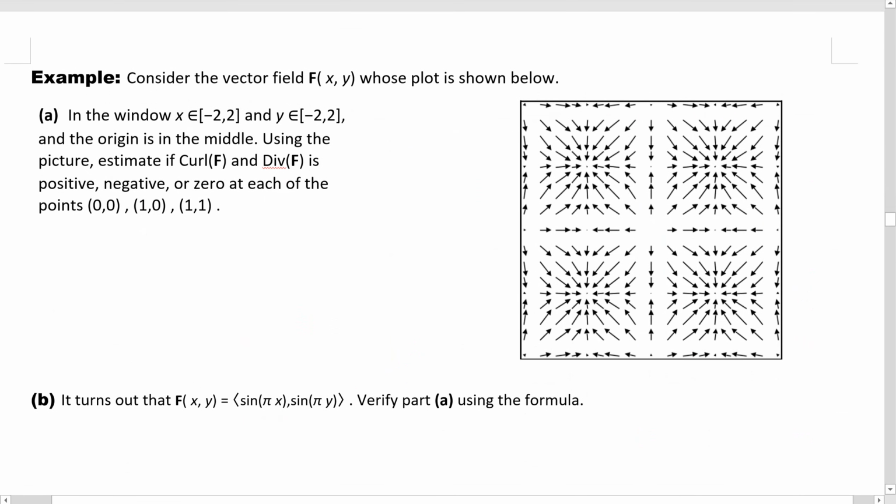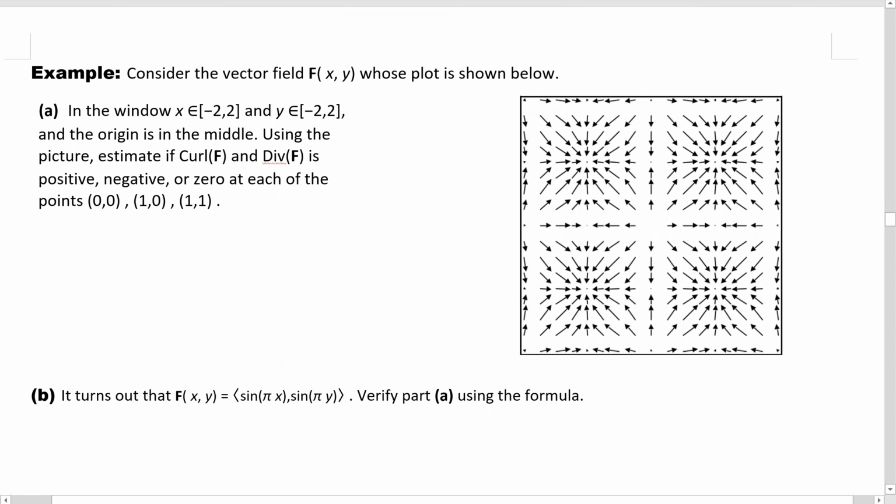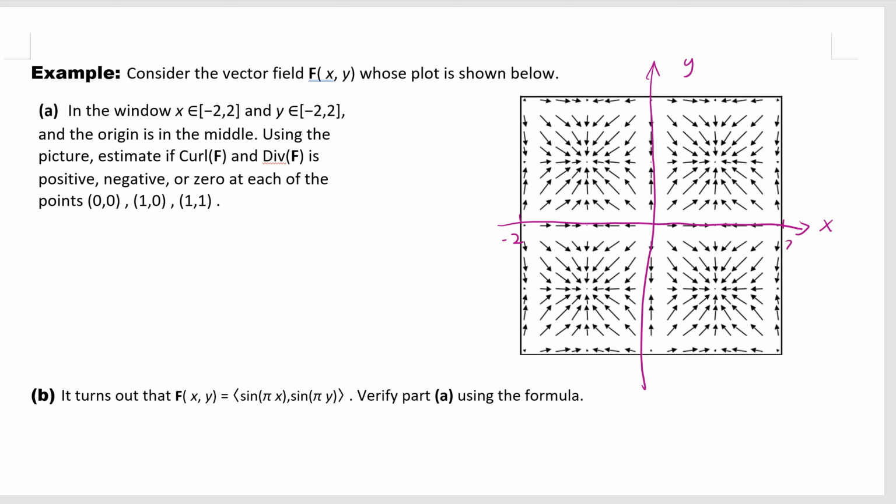Alright, let's look at some examples. So consider the vector field F of x, y whose plot is shown below, in the window where x is between -2 and 2, and y is between -2 and 2. So you can imagine this is x, this is y, this is -2, this is 2, this is -2, this is 2. Okay, this is 0. Using the picture, estimate if the curl of F and divergence of F is positive, negative, or 0 at each of the points. So let's see.